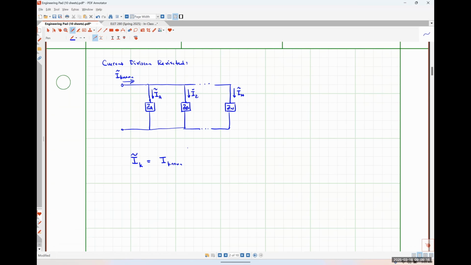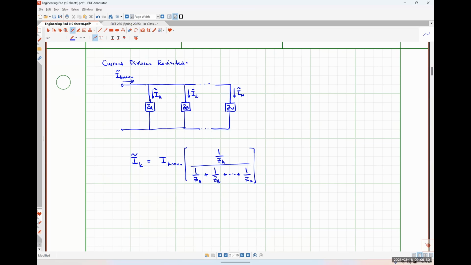multiplied by a ratio. But instead of doing what you guys have seen before, I'm going to choose to write this ratio as 1 over Z sub K divided by 1 over ZA plus 1 over ZB all the way out to 1 over Z sub n, like so. So this looks a little bit more complicated, and honestly, it is.